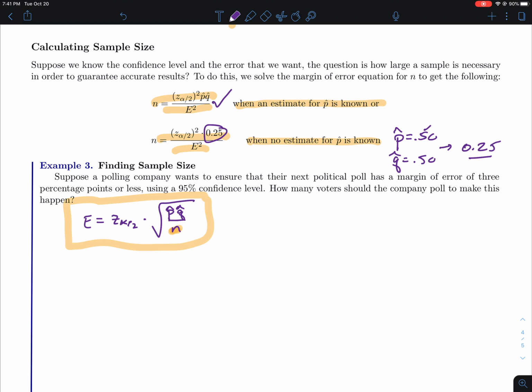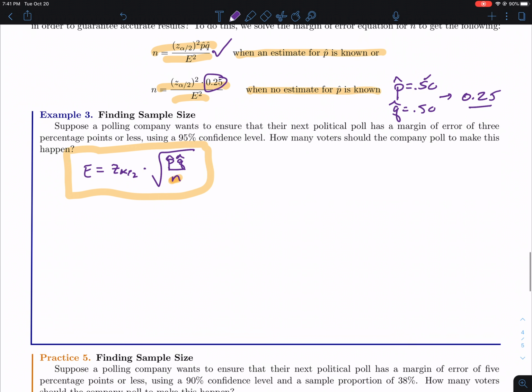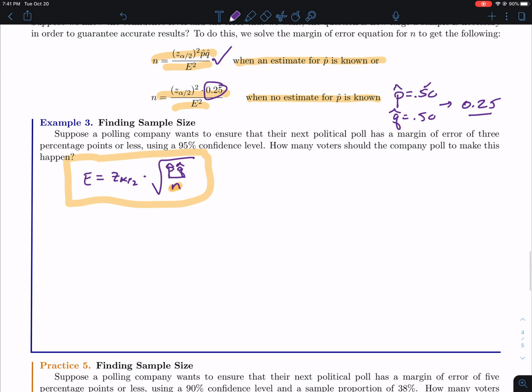All right. So in this case, suppose a polling company wants to ensure that their next political poll has a margin of error of 3 percentage points. Let me highlight that. Or less. So using a 95% confidence level, how many voters should the company poll to make this happen? And so in this case, let's write down what we know. We know we want our margin of error to be 3% or 0.03.